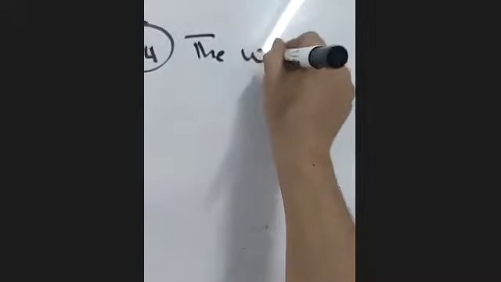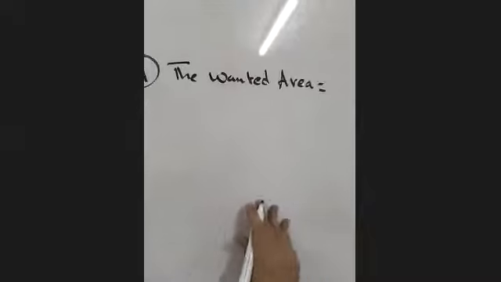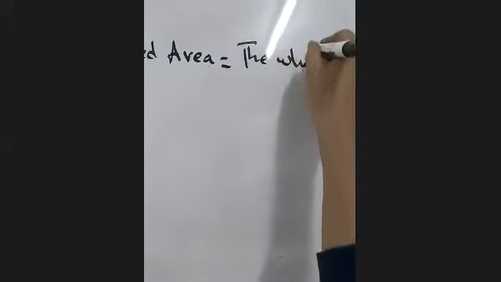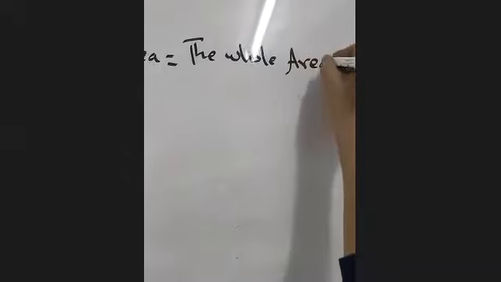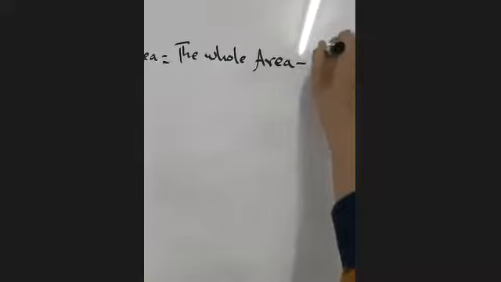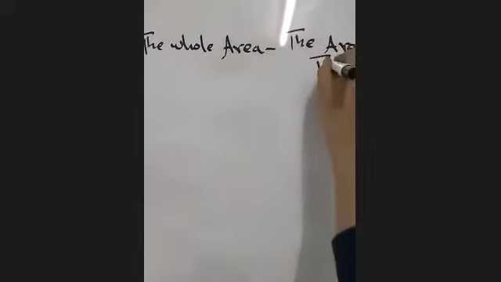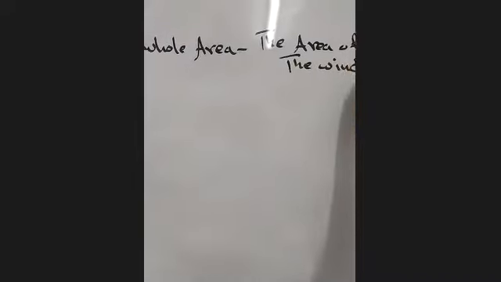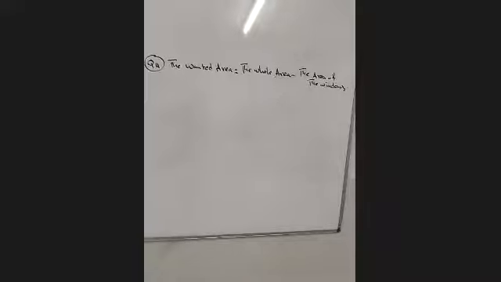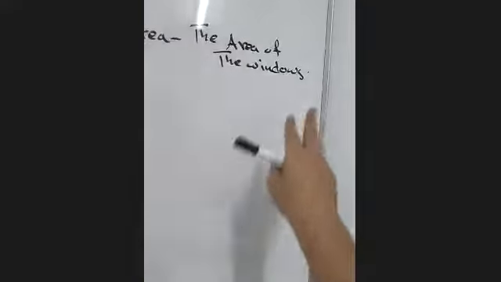The wanted area is the whole area minus what? The area of the window, because I won't paint the windows, right? Yes. So the wanted area is the whole area minus the area of the windows.